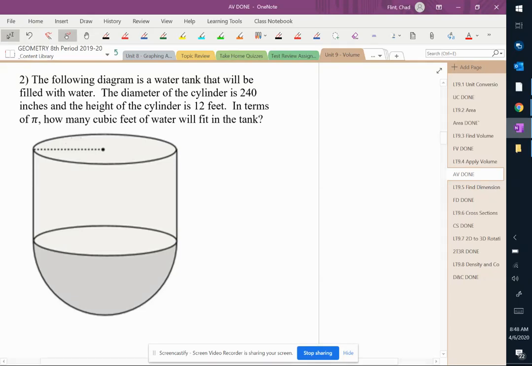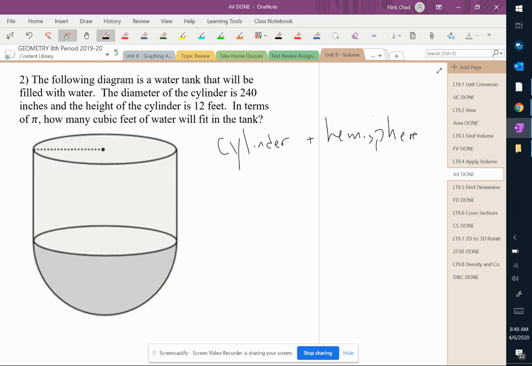Okay, so this is giving us a cylinder and a hemisphere in this problem. It tells us about the cylinder, but it doesn't tell us about the hemisphere. So I'm going to write down that I need to do cylinder plus hemisphere. And then I'm going to make sure I get the dimensions here.